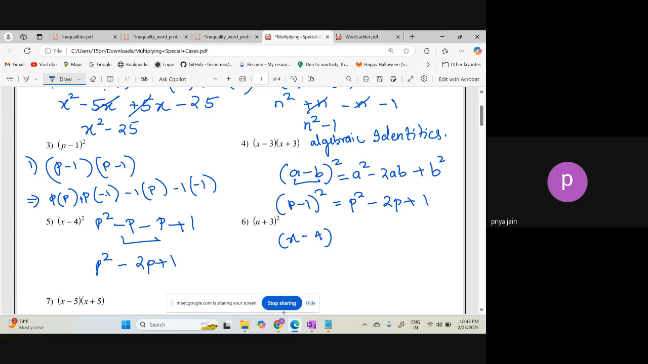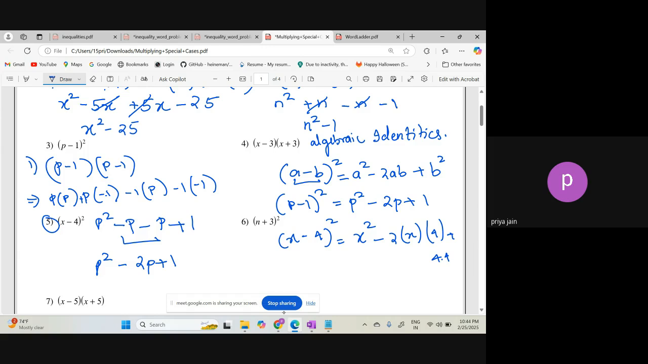So for example, this fifth one is also in the same format. It's a minus b the whole squared. So that's going to be a squared, where a is your x, so x squared, minus 2ab. It's going to be 2 times a, which is x, times b, which is 4. We'll have to simplify this further. And then you're going to have b squared, so it's 4 times 4.